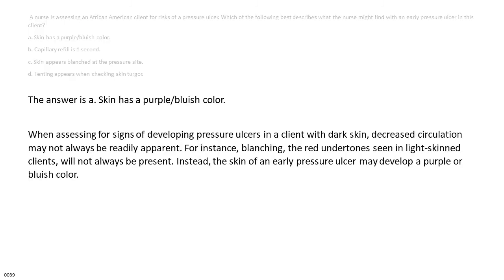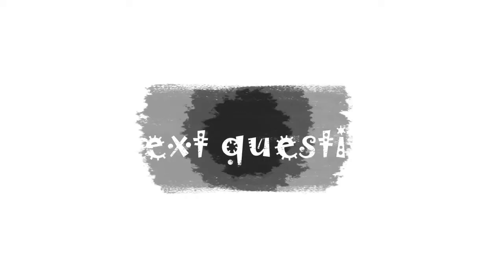The answer is A. Skin has a purple, bluish color. When assessing for signs of developing pressure ulcers in a client with dark skin, decreased circulation may not always be readily apparent. For instance, blanching, the red undertones seen in light-skinned clients, will not always be present. Instead, the skin of an early pressure ulcer may develop a purple or bluish color.